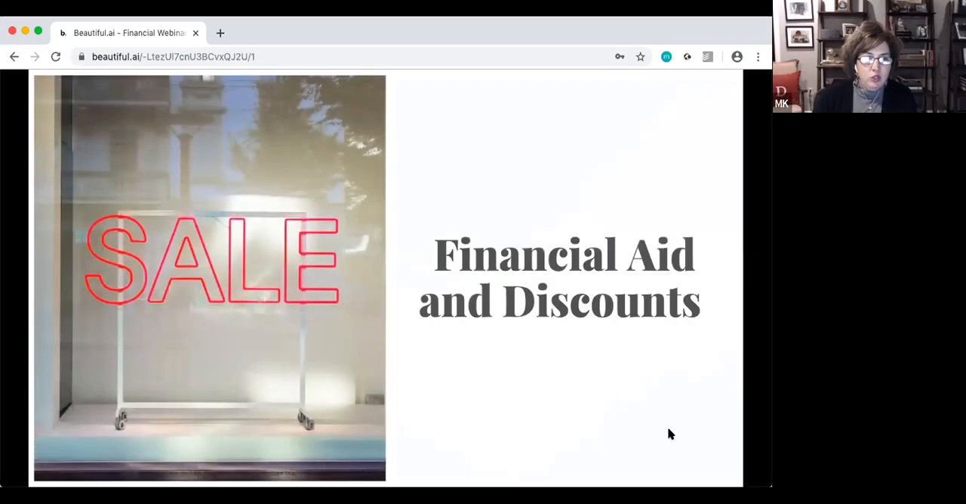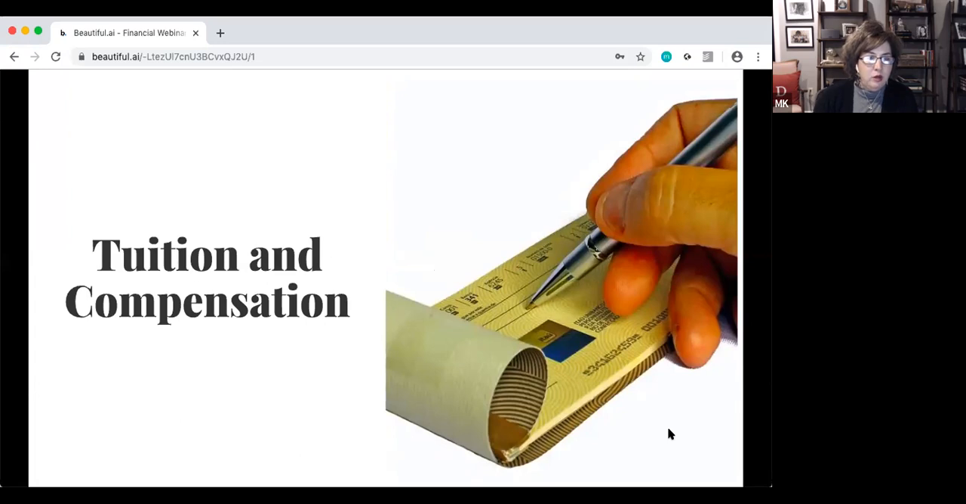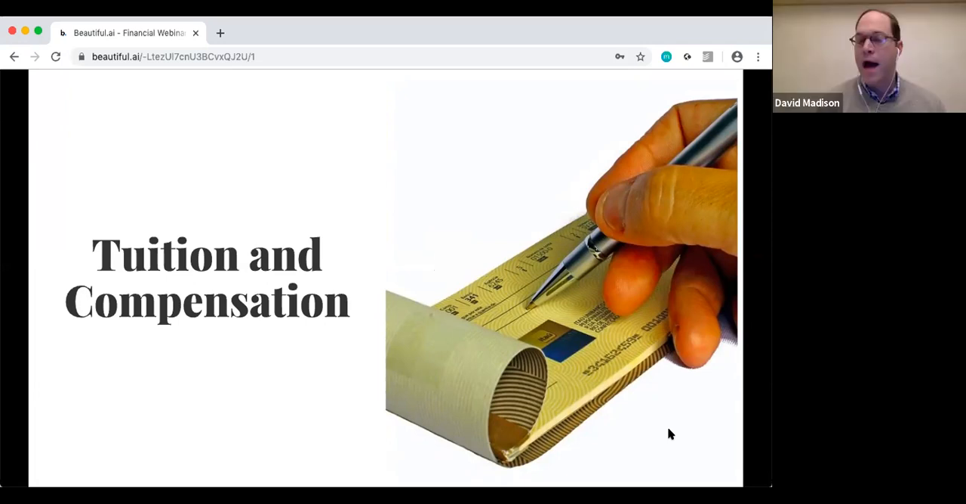David, we have a couple of questions about the weighted average tuition. So can you please explain how to figure that again, the weighted average tuition again? Yeah, let me use a simple example because I have to do this every time.